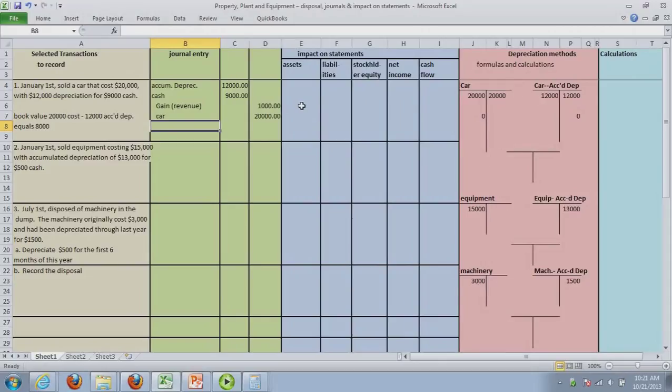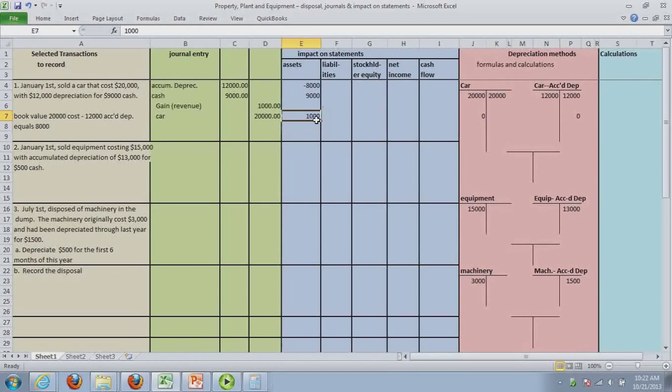This is a little more involved, so we'll use the numbers to track it. The easy way probably for me to do this is just to say the car minus accumulated depreciation is your book value. We figured out the book value to be $8,000. So getting rid of the car means getting rid of $8,000 book value. Also getting rid of the car means receiving cash of $9,000. That's a positive. So if we net this, then we can see that we're better off by $1,000.